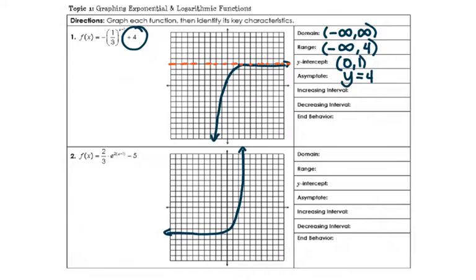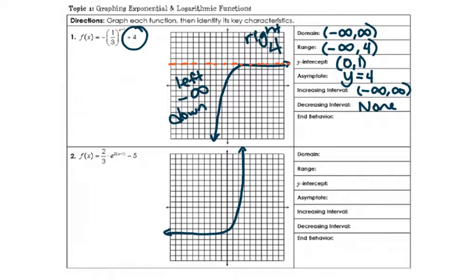When we're talking about increasing, remember that's reading the graph from left to right. Our graph increases the entire time, which means it doesn't decrease. Our end behavior, remember, is just telling what the left side and the right side are doing. The left side is going to negative infinity because it's going down forever, and the right side is getting closer and closer to 4.